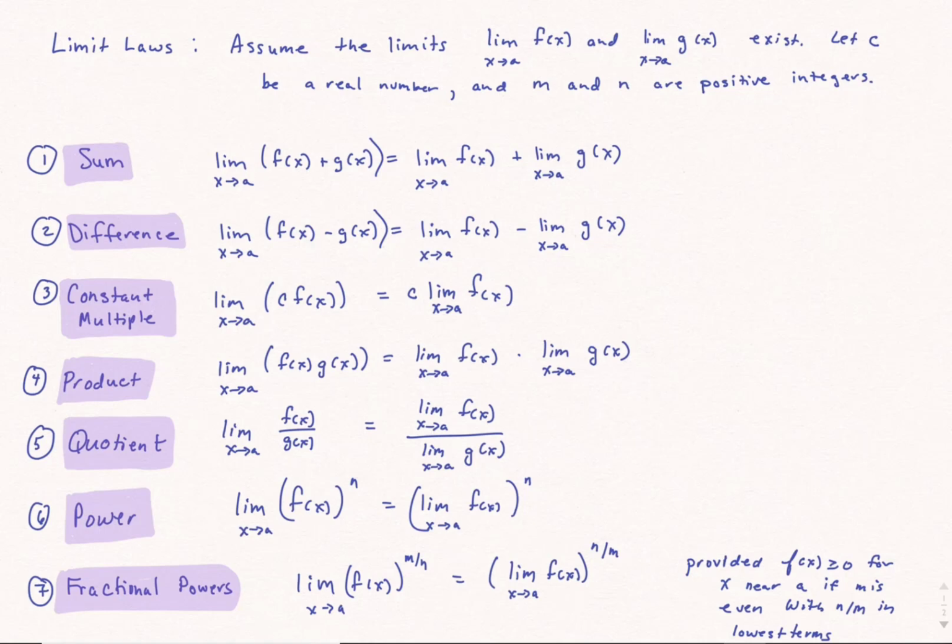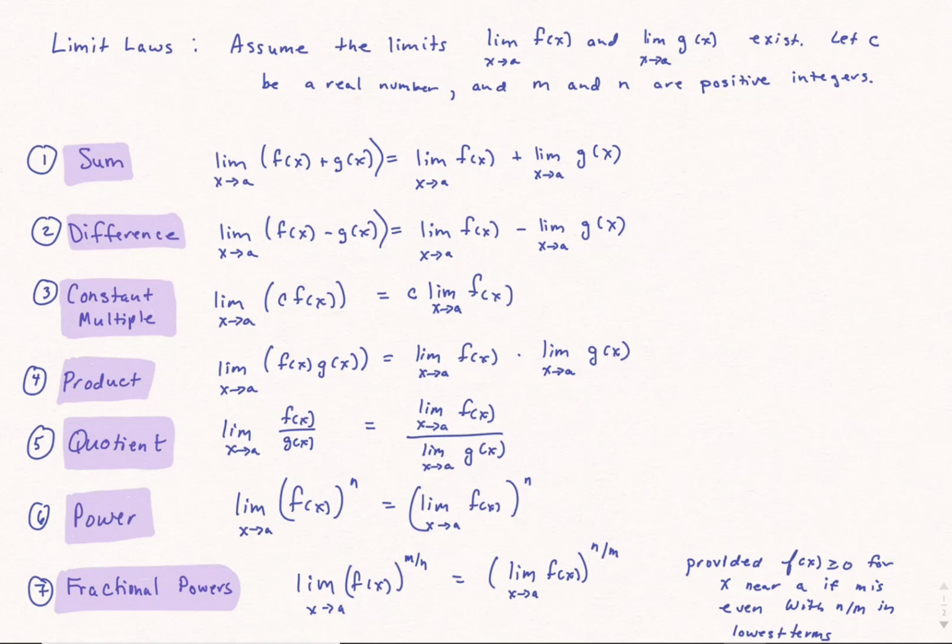We just need to make sure that we don't have any negative square roots or fourth roots, etc. So this is true as long as if that denominator m is even, assuming that n over m is in lowest terms. If m is even, then f of x has to be positive for x near that value a. Otherwise, again, we'd have negative square roots, and we want to keep things real.